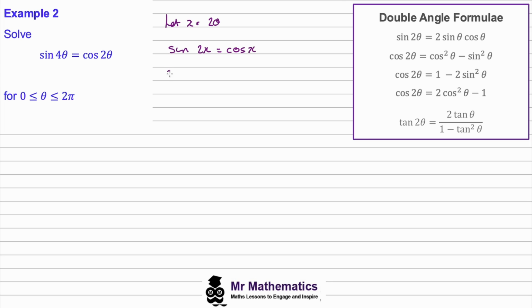Okay, so we'll have 2 sine x cos x will equal cos x. Divide throughout by cos. So we'll have 2 sine x will equal 1. So sine x will equal 1/2. So x will be the arcsine of a half, and that'll be pi over 6. But we know x is 2 theta.